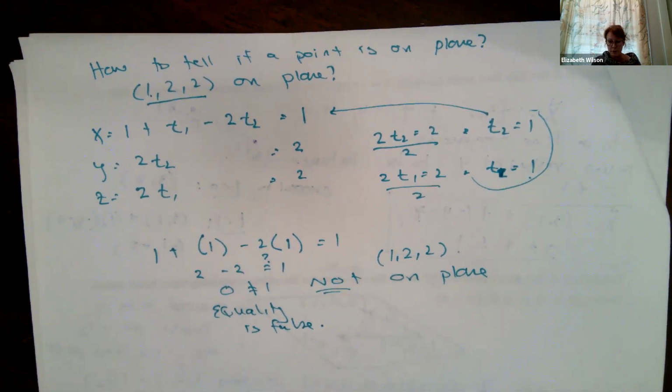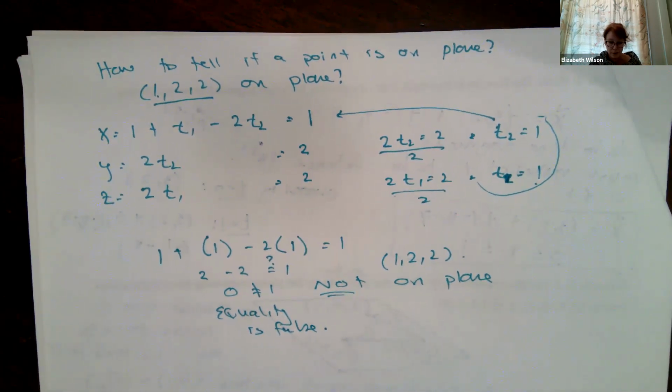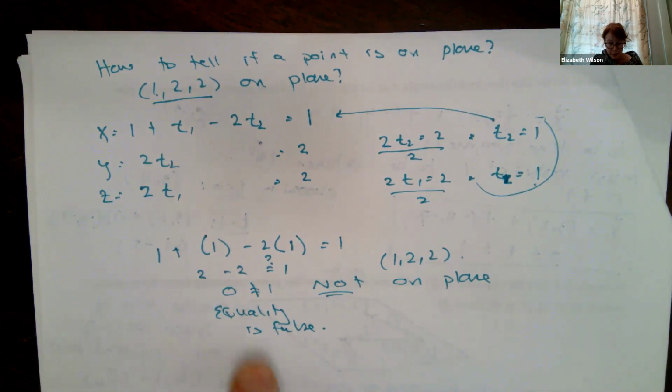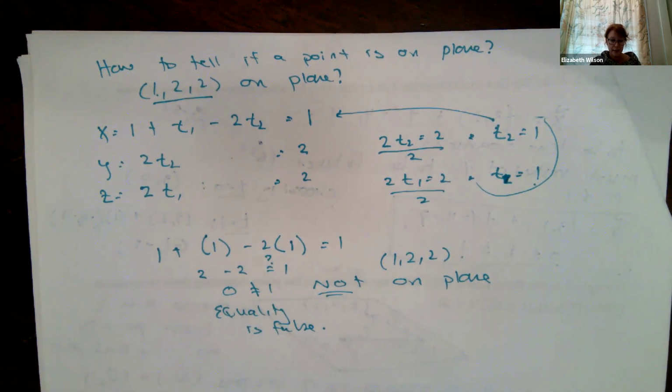These are just examples. We went beyond what the question was asking, but just to show you why that would matter. If the point was on the plane, this equality would be true, like 3 equals 3. That's a true equality. Then I could say that this particular point is actually on the plane.